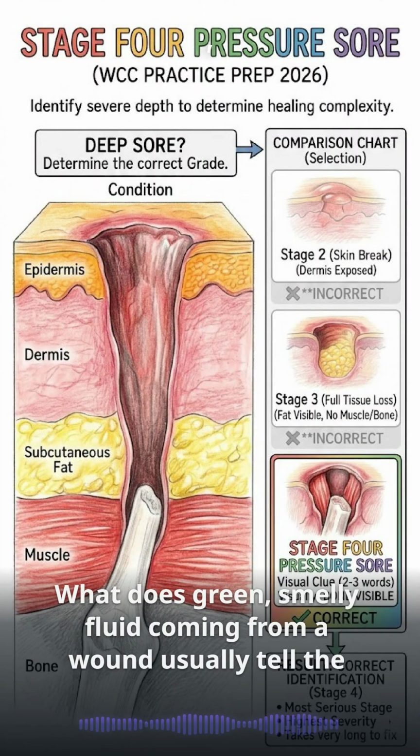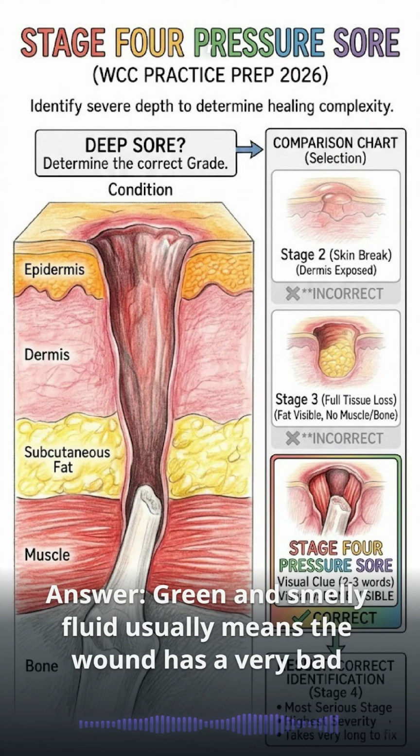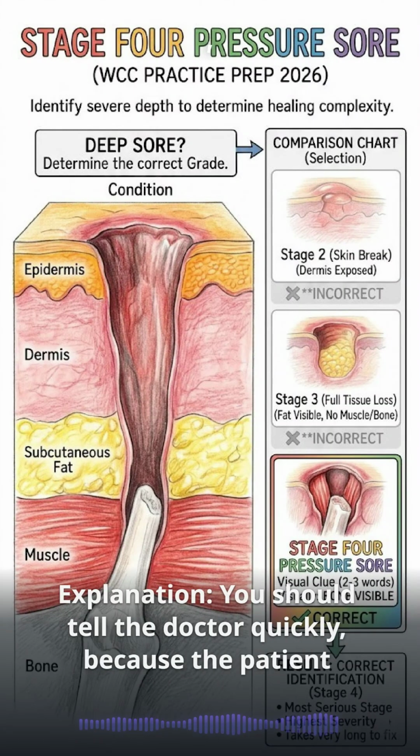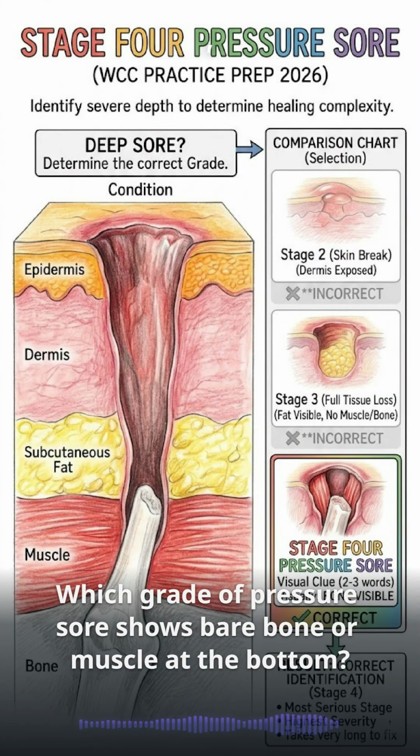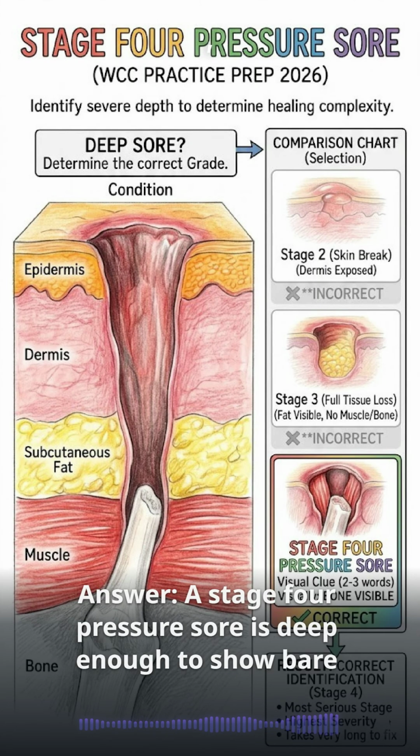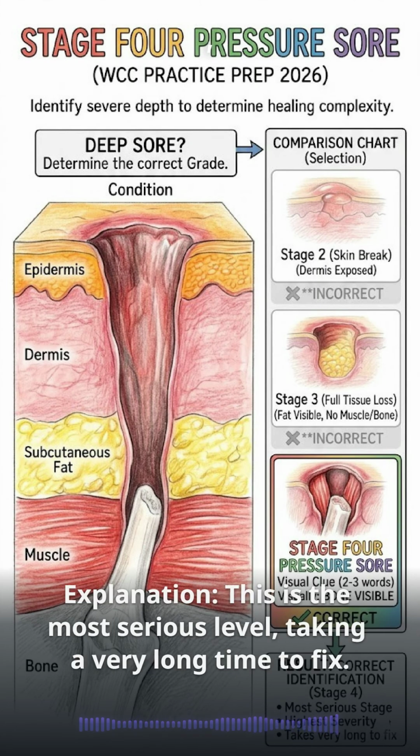11. What does green, smelly fluid coming from a wound usually tell the nurse? Green and smelly fluid usually means the wound has a very bad infection. You should tell the doctor quickly, because the patient probably needs strong antibiotics. 12. Which grade of pressure sore shows bare bone or muscle at the bottom? A stage 4 pressure sore is deep enough to show bare bone. This is the most serious level, taking a very long time to fix.